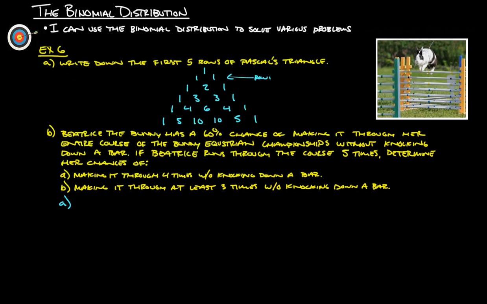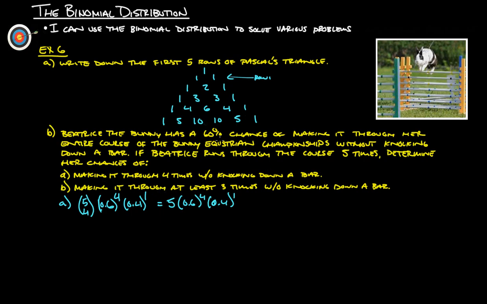Okay, so now to calculate this thing out here, 5 trials, 4 being successes. This first one, remember, is always 0 successes, so 0, 1, 2, 3, 4. That means there's 5 different possibilities of this happening. So we're going to do 5 times 0.6 to the 4th times 0.4 to the 1st. And that will give us our probability of making it through 4 times without knocking down a bar.